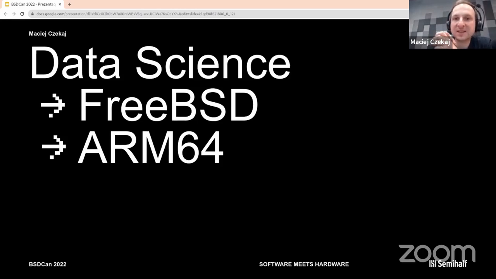So this time, the FreeBSD system was used as a data science platform on ARM64. That is a tier one platform since recently. And for those of you hasty people, I'm going to ask the question: is FreeBSD a good platform for data science? And too long didn't read, I can already say, yes, it is.